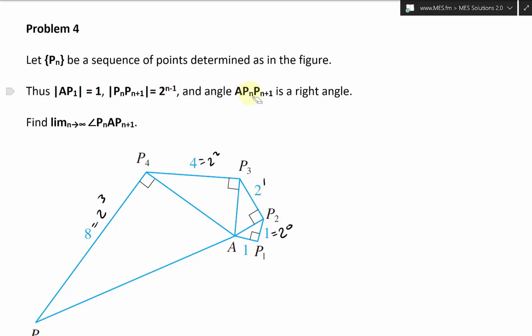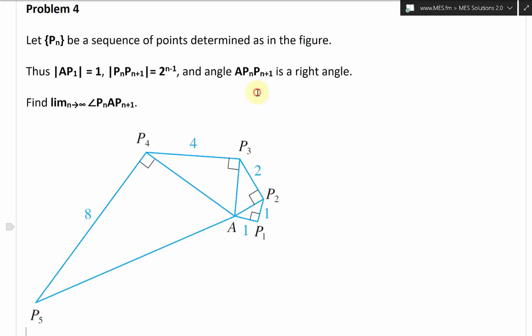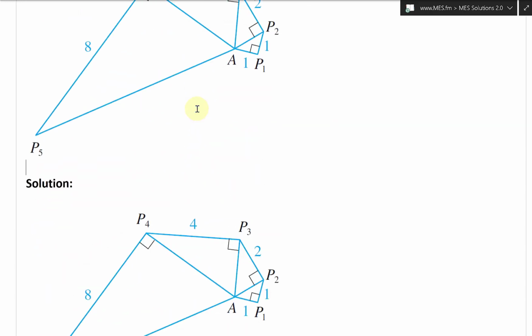And then the angle, so we have this angle right here, A, PN, and PN plus 1. So PN plus 1 is a right angle, so 90 degrees there. So we're always given it's 90 degrees across there. And we're asked, find the limit as n approaches infinity of the angle at PN plus 1. In other words, this is the angle that we are asked to solve. Alright, so now let's take a look at the solution.